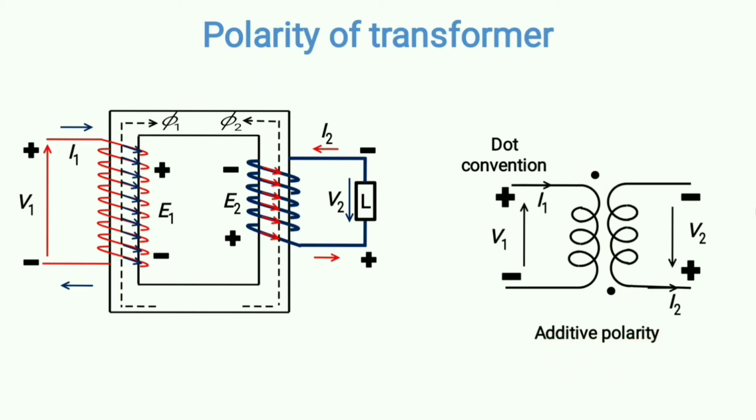Why? Because if we again perform the polarity test using the voltmeter, that voltmeter will show the reading V1 plus V2, because if you apply KVL, you will see these two voltages will be added up, and the voltmeter will show V1 plus V2. Initially it was V1 minus V2, that is why that was called subtractive polarity, but this is called additive polarity. So this is the concept of polarity of a transformer.